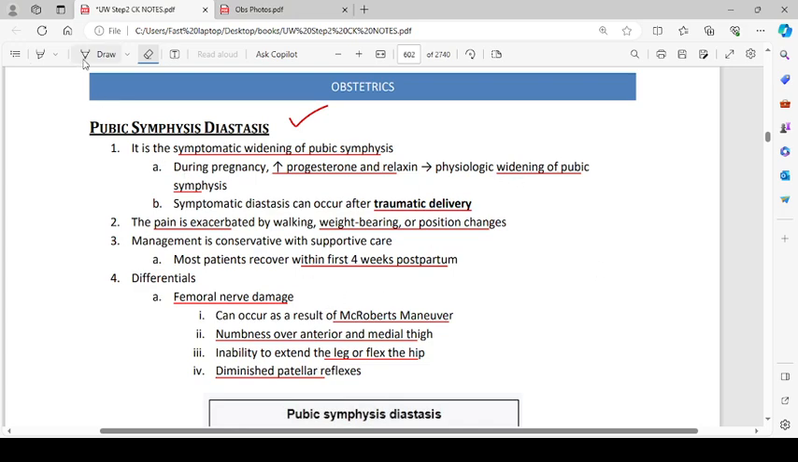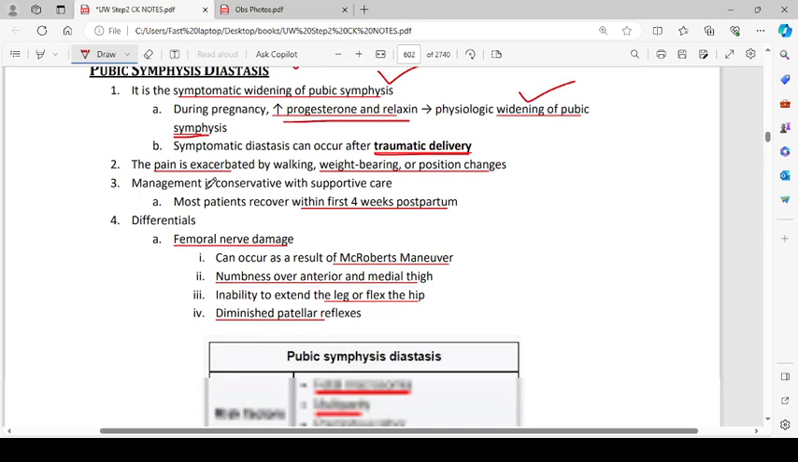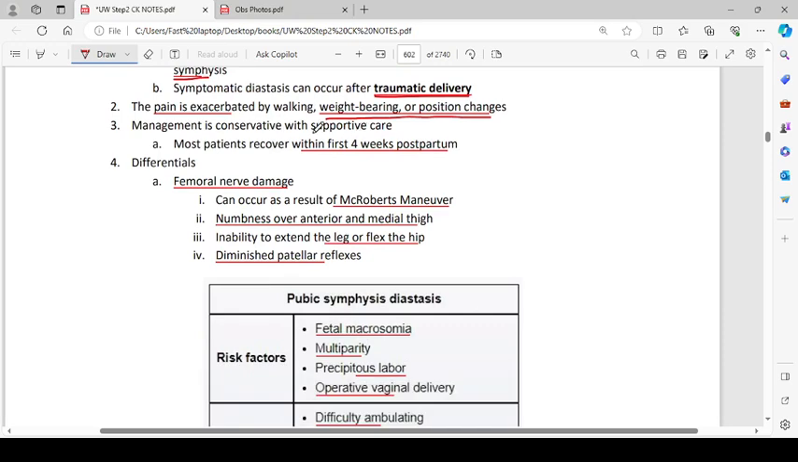Okay, so it is the symptomatic widening of the pubic symphysis. During pregnancy, increased progesterone and relaxin will lead to physiologic widening of the pubic symphysis. Symptomatic diastasis can occur after traumatic delivery. The pain is exacerbated by walking, weight bearing, or position changes. Management is conservative with supportive care. Most patients recover within the first 4 weeks postpartum.